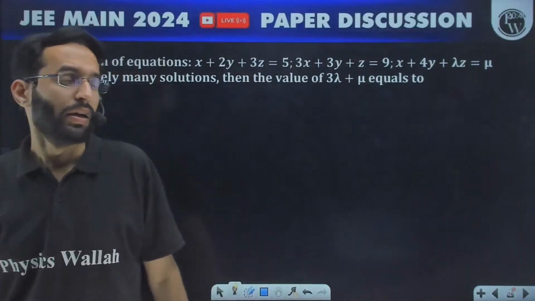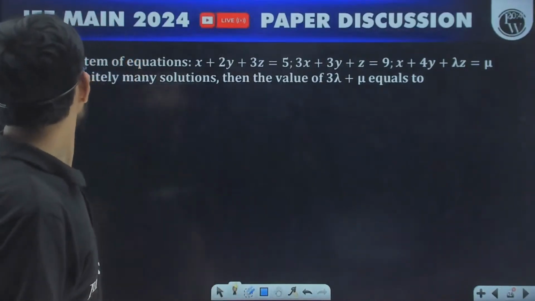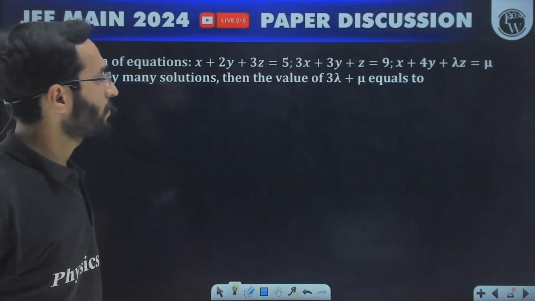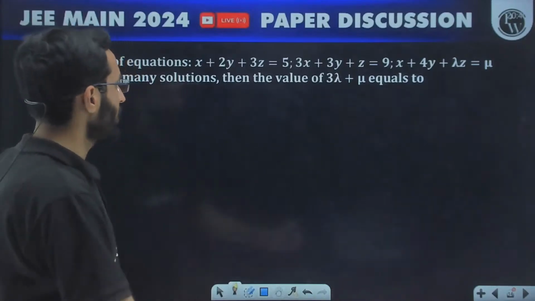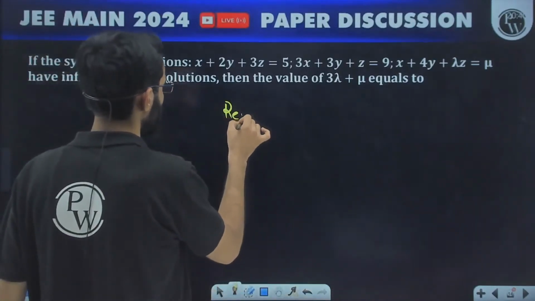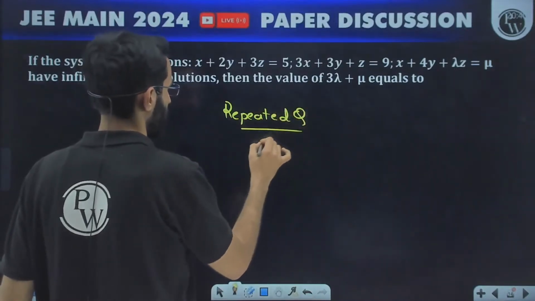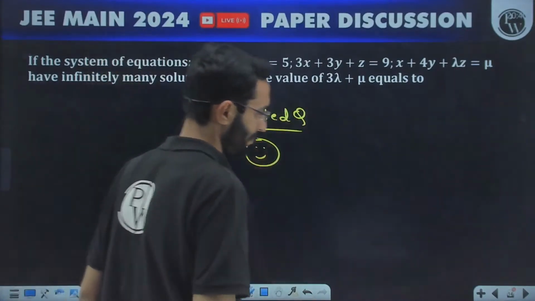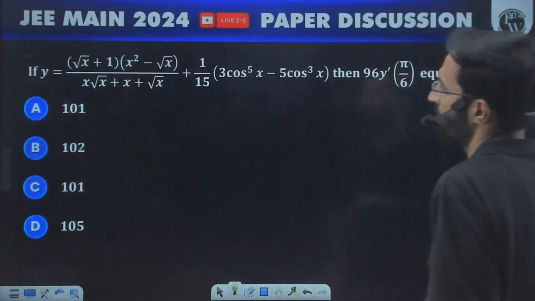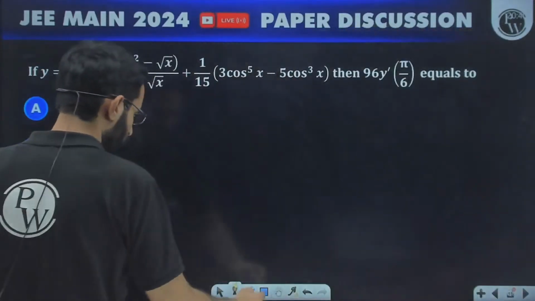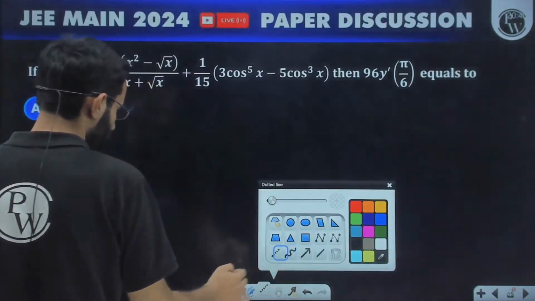Now see, if this system has infinitely many solutions, then find the value of 3 lambda plus mu. This is a repeated question. We already did this. Next. Yes, this is also a very nice question. You are also going to love this question.